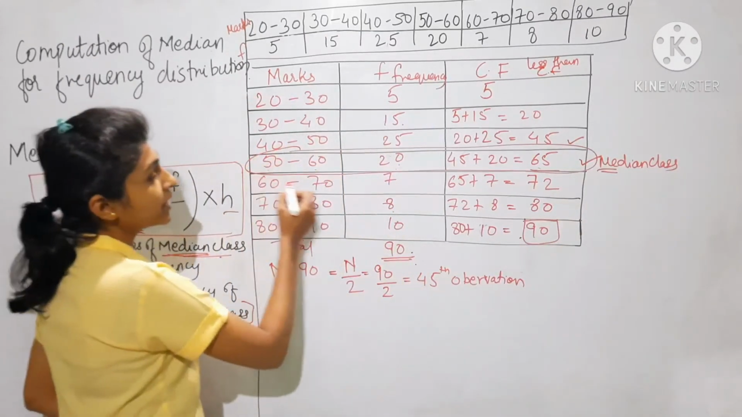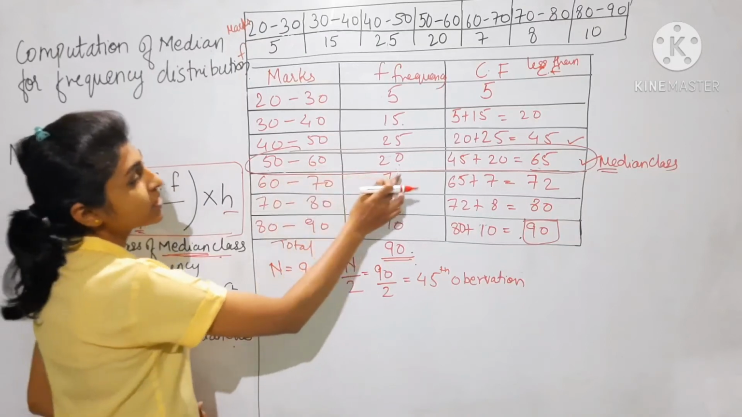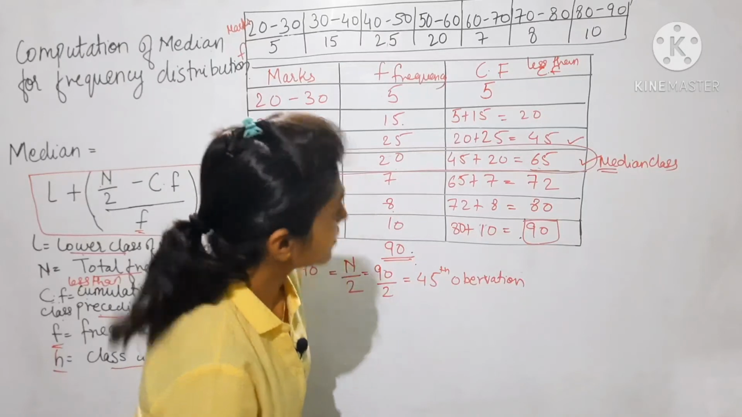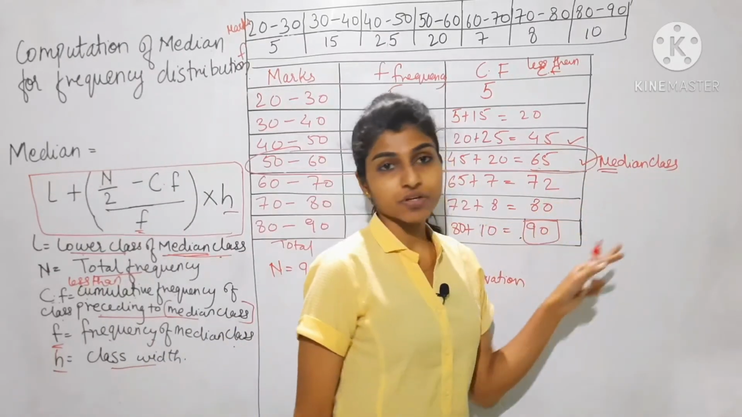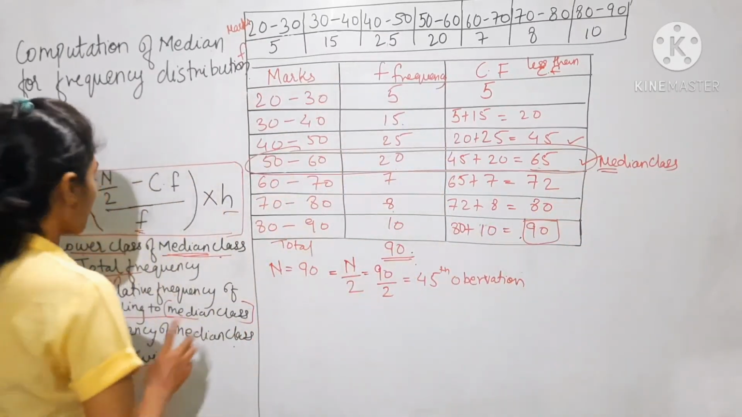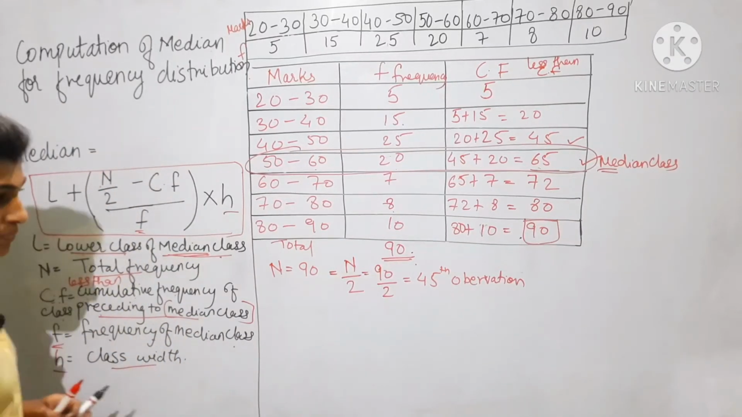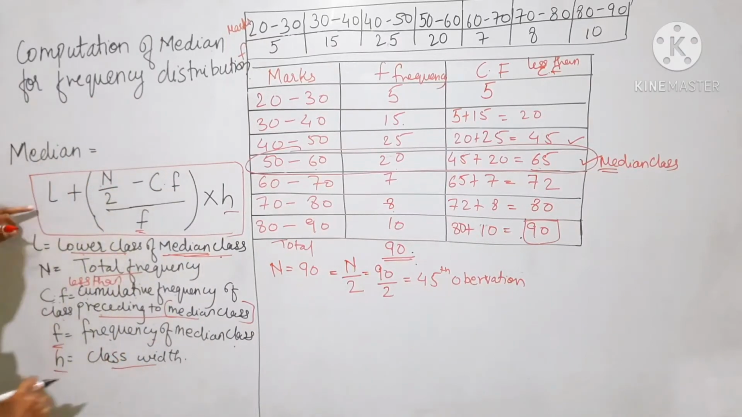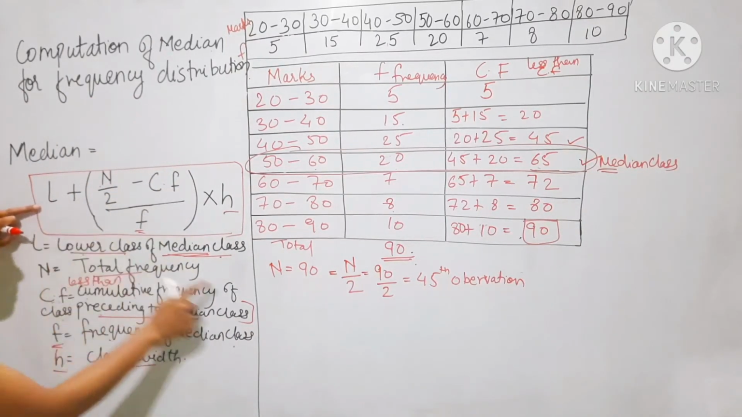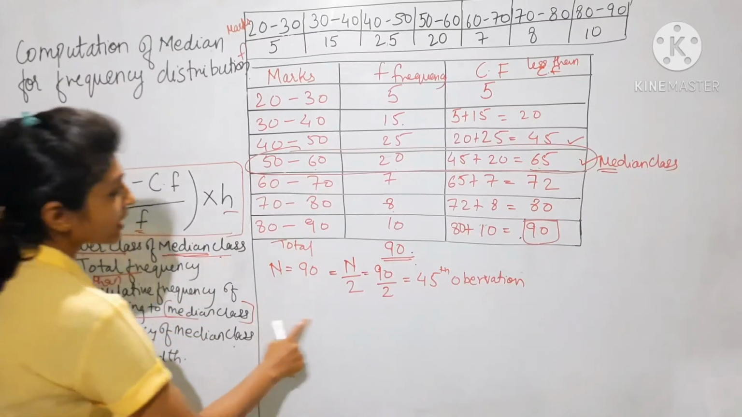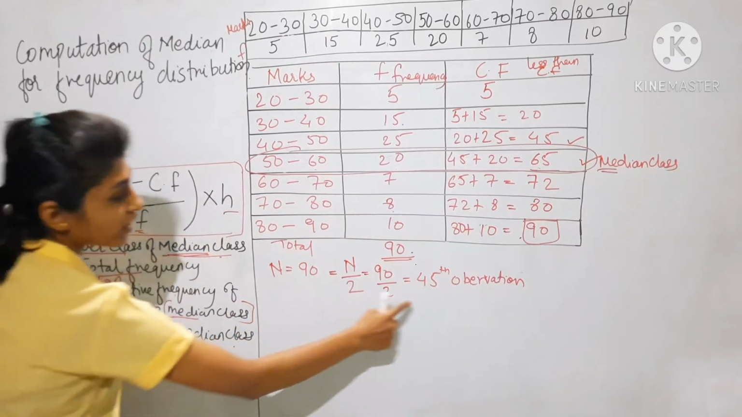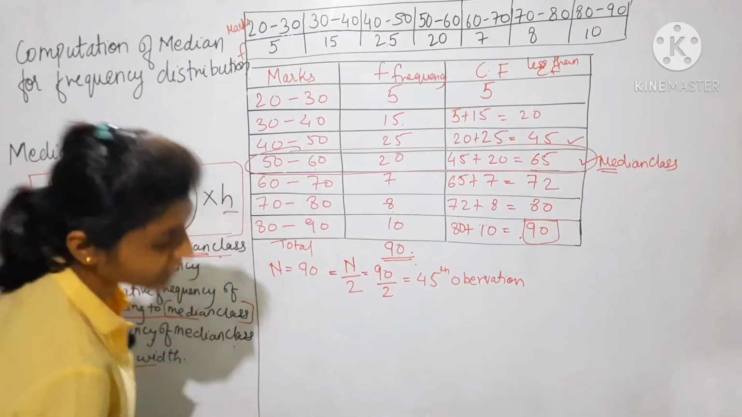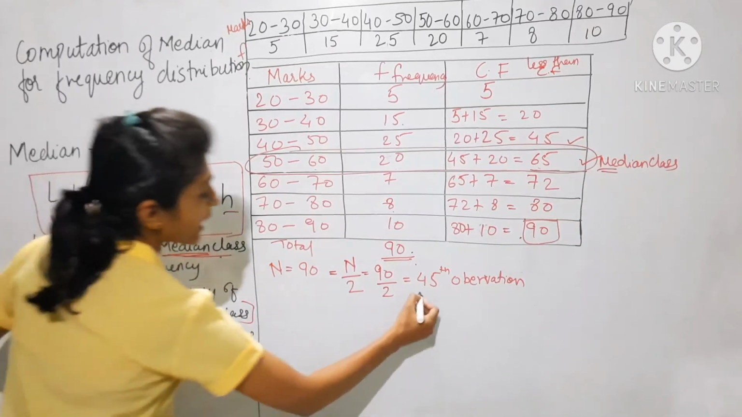Now we have got the median class, that is 50 to 60, and the frequency is 20, and the total of cumulative frequency is 65. So now next, as per the formula, write down the formula here. Whatever is required as per the formula, note down first. Now n upon 2 we have got as 45.